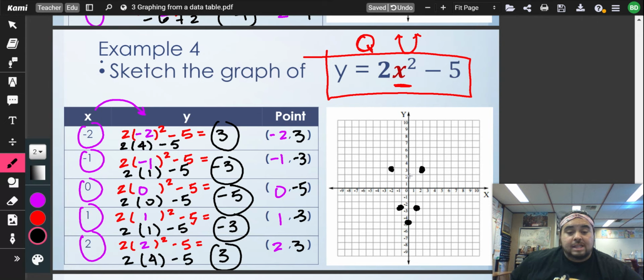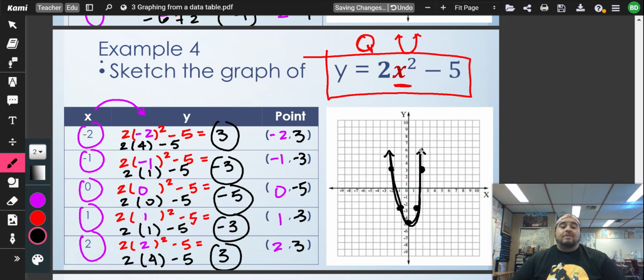Now, when I connect these, I'm going from the left to the right. So I'm going to try to do this and hit all the points. I'm going to scoop down and then scoop back up. And it does make that U shape that we thought it was. That's our parabola. And so based on our guess, the graph matches exactly what we thought we were going to get.